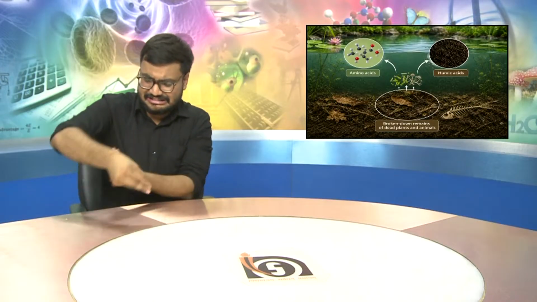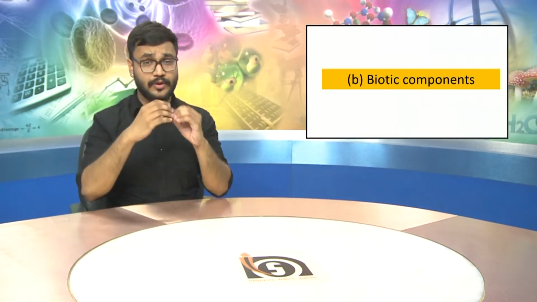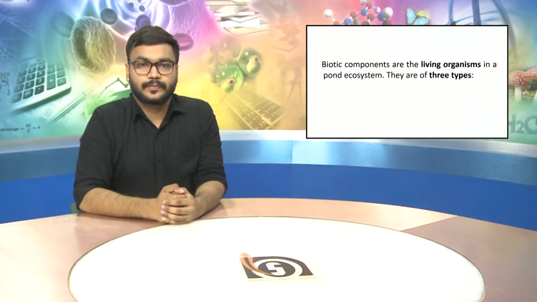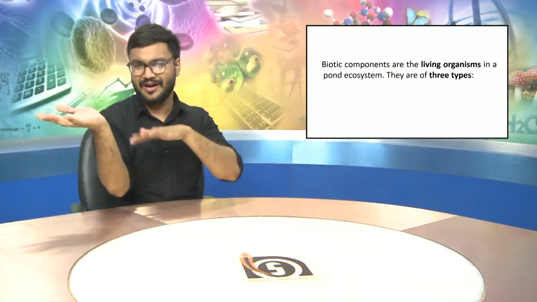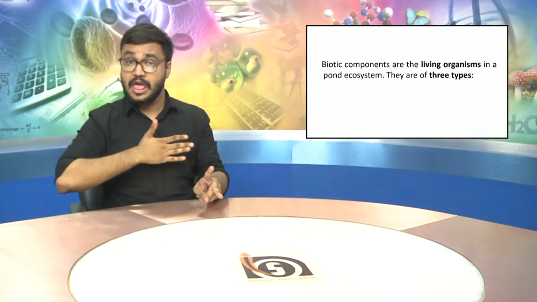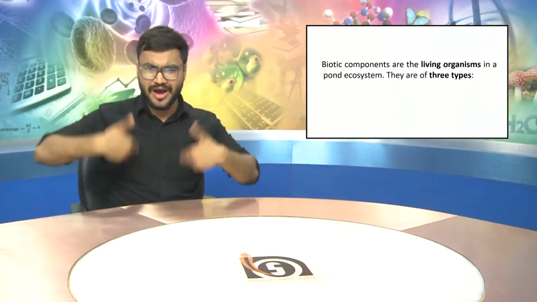As you can see on the screen, when plants and animals die, decomposers break them down into substances like amino and humic. And the second component is biotic component. Biotic components are the living organisms in a pond ecosystem.